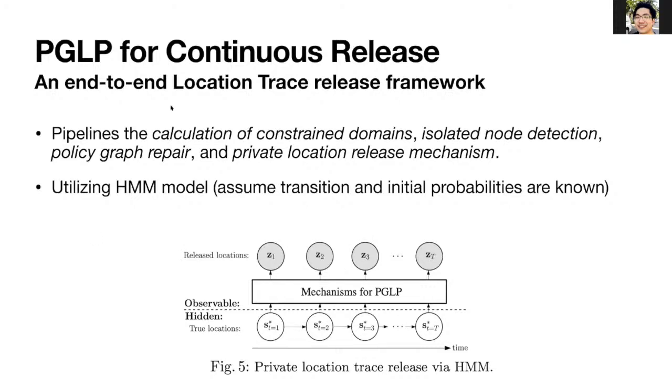I will introduce this end-to-end framework for location privacy. We designed this framework to pipeline the calculation of the constraint domain, isolated node detection, policy graph repair, and private location release mechanisms. The basic idea is to utilize an HMM model. We assume the transition probability and initial probabilities are known in our framework.